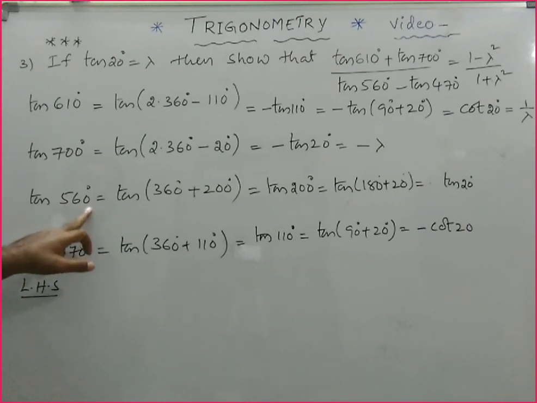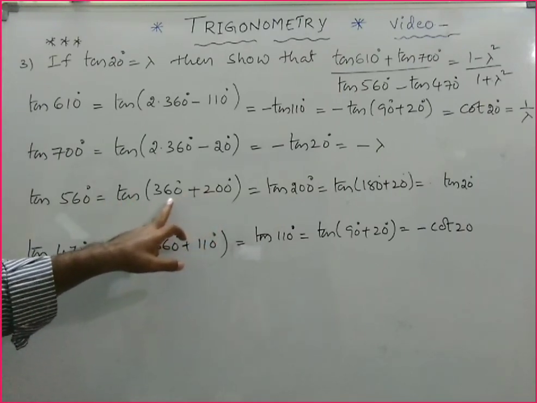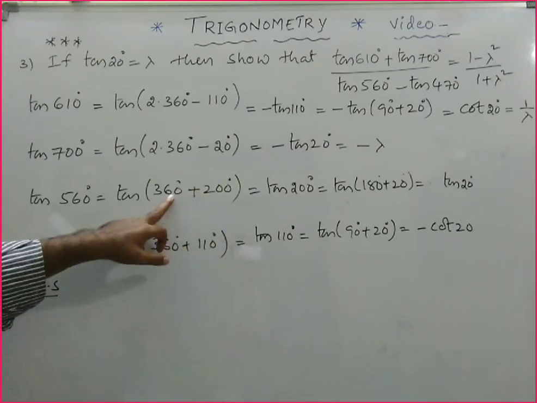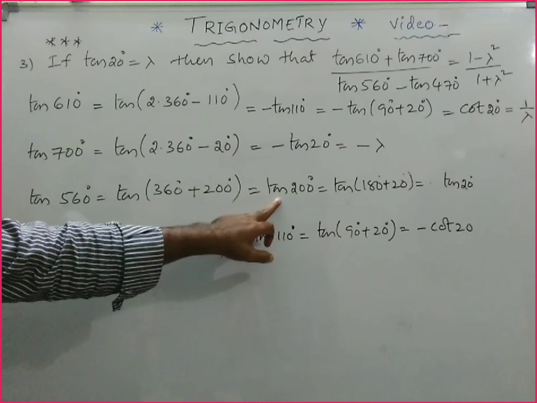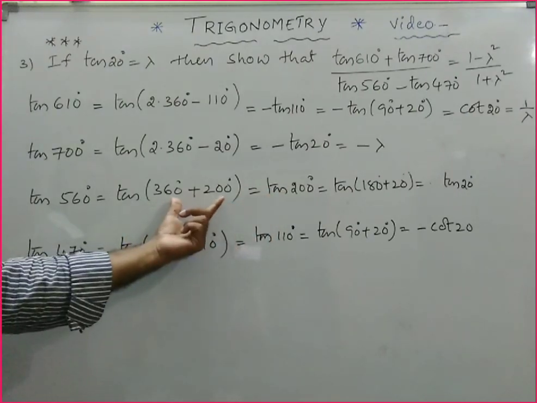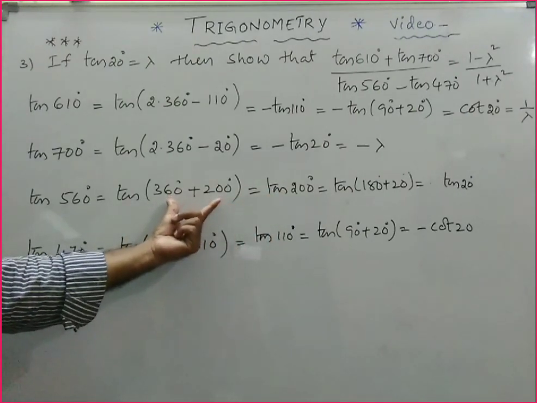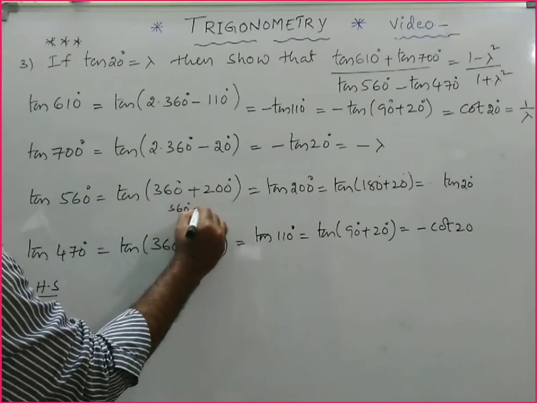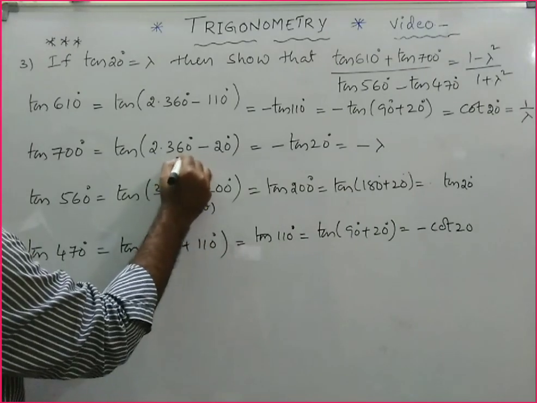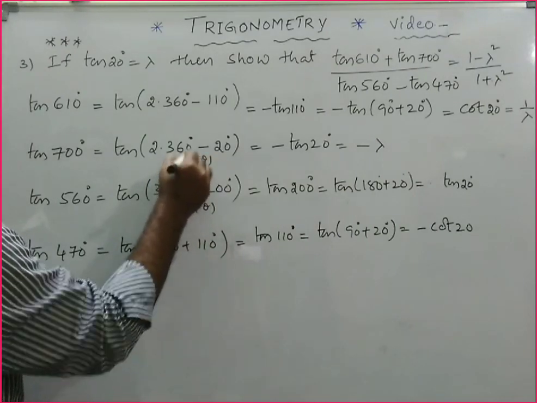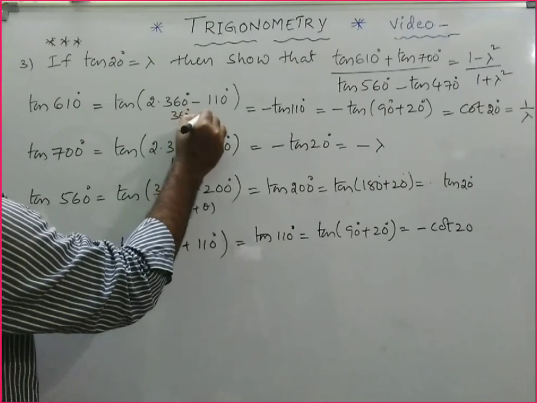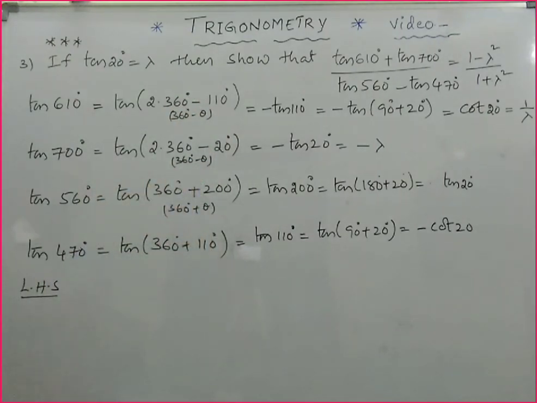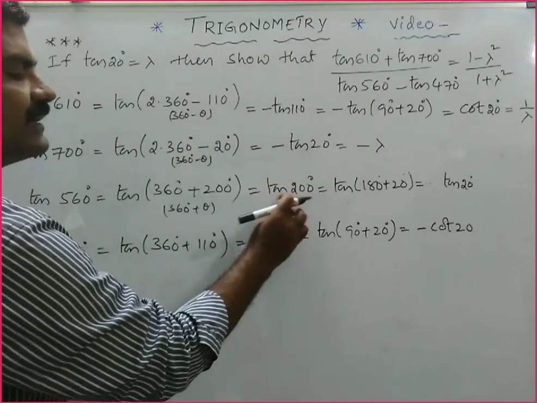Coming to the next value, tan 560. Now 560 I want to express as 360 plus 200. Because of 360, tan remains tan, no change. And now, which quadrant is this? This is in the form of 360 plus theta. The above ones were 360 minus theta, so those were in the fourth quadrant. But this is now the first quadrant, 360 plus theta. All are positive. That's why this is equal to tan 200.